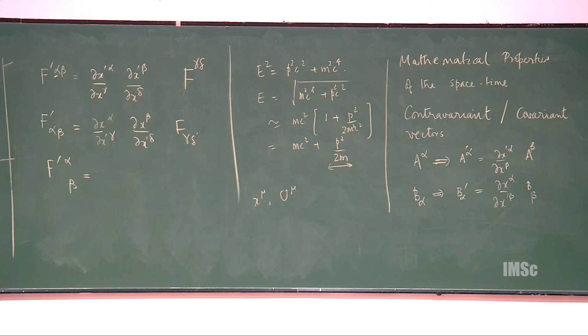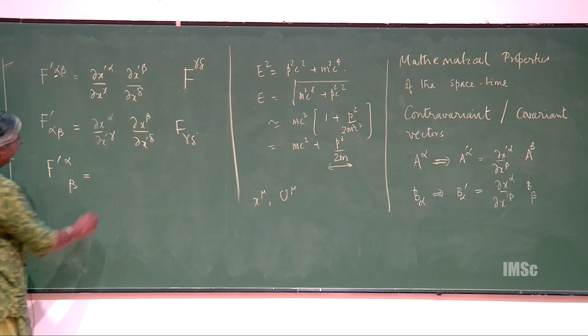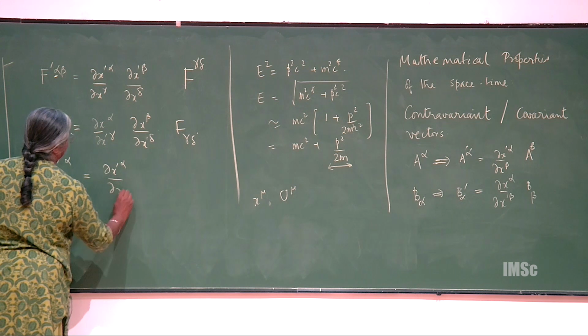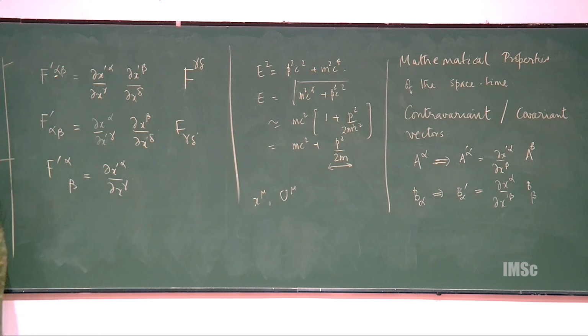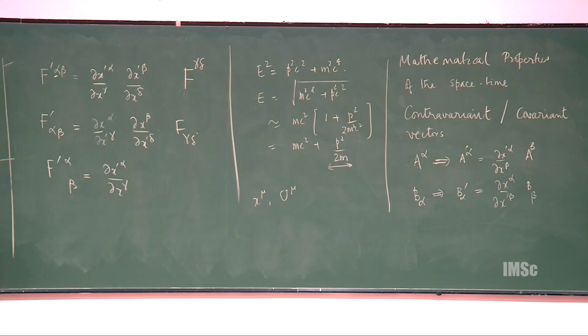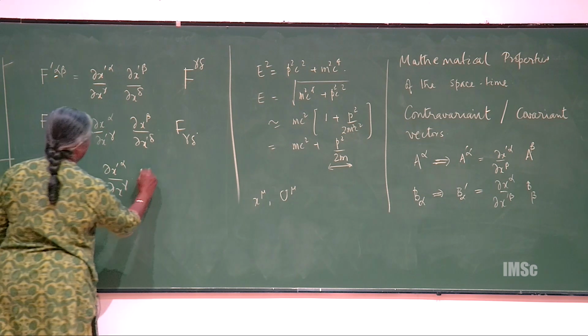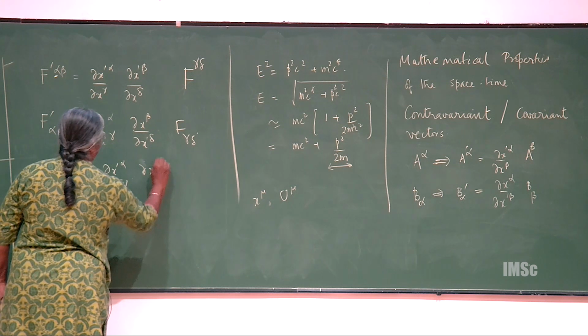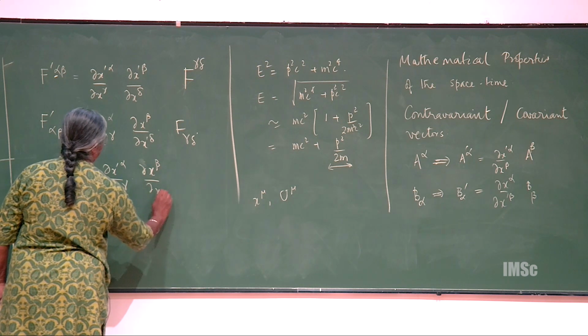Let's take alpha first. Very nice, dx prime alpha by dou x gamma, then? dou x prime beta. No, beta is below. Okay, so somebody? dou x delta by dou x beta, dou beta prime.